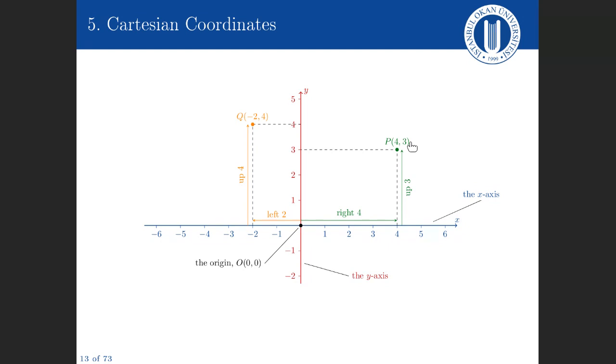This means if we start at this point, which is called the origin, 4 tells us we go right 4 and then we go up 3. Or if we want to describe the position of the point Q, starting at the origin, we go left 2 and then up 4. To show that we go left, I'm putting a minus sign in. This is minus 2, 4. The blue line is called the x-axis, and the red line here is called the y-axis.